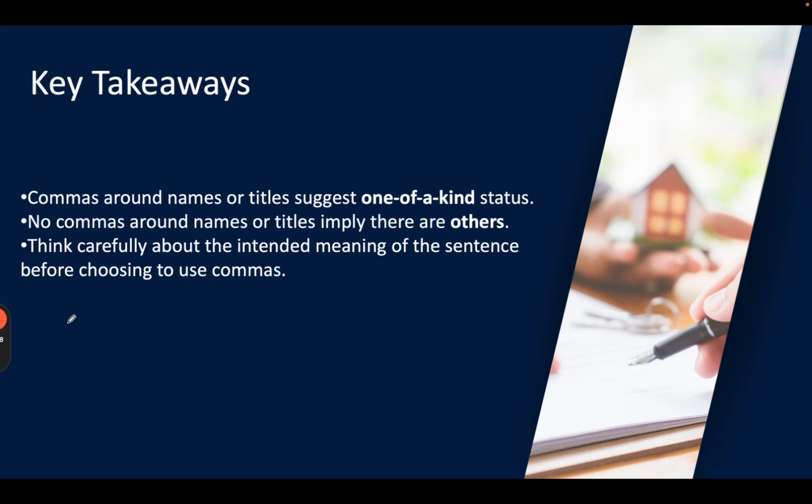The key takeaways would be: commas around names or titles suggest one-of-a-kind status. No commas around names or titles imply there are others. Think carefully about the intended meaning of the sentence before choosing whether you want to use a comma or not. It's not just about a grammatically correct sentence. It's also about the context that's been conveyed, the meaning that's been trying to be conveyed through the sentence or the whole text. You have to pay attention to both the details.